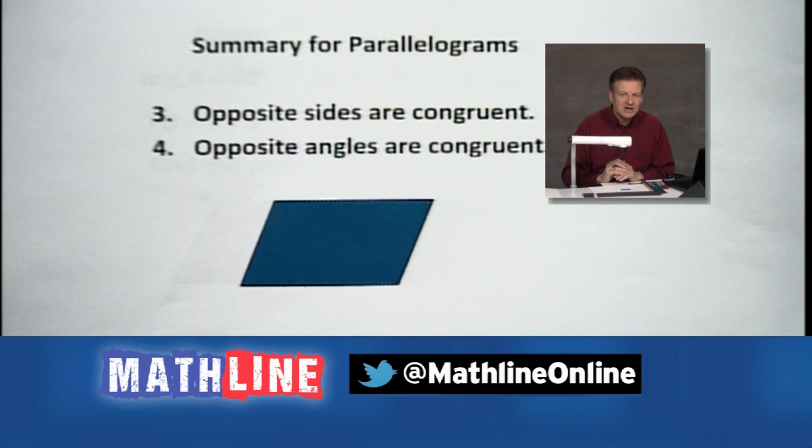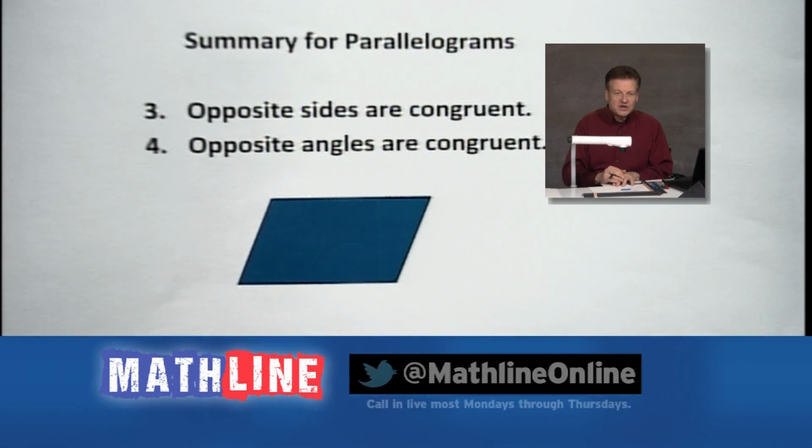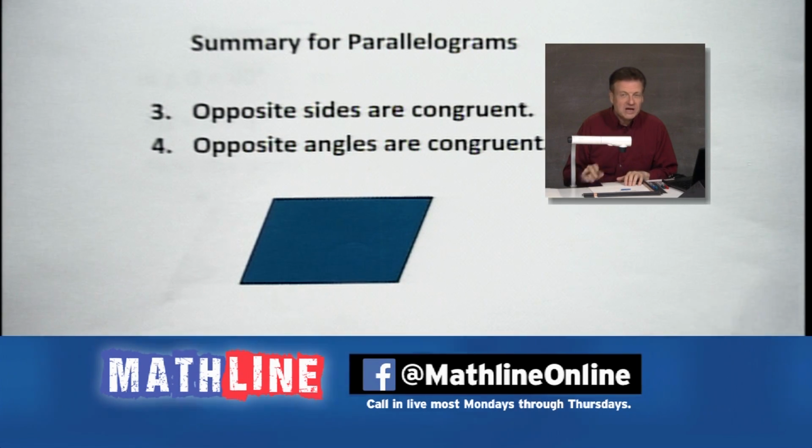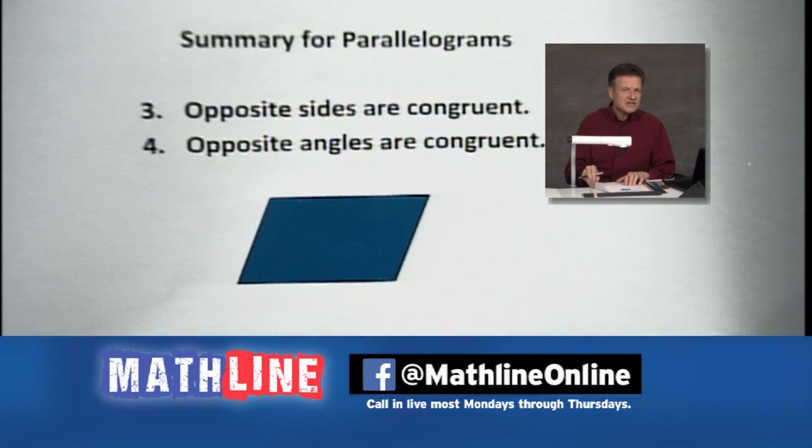Let's look real quickly here. Sum up what we've done. A little summary of parallelograms. We have opposite sides congruent, opposite angles congruent, and what else do we get about consecutive angles? They are supplementary. So let's go to our next slide here and see if we've got one problem for the road. One problem to finish us off, and I think we do.